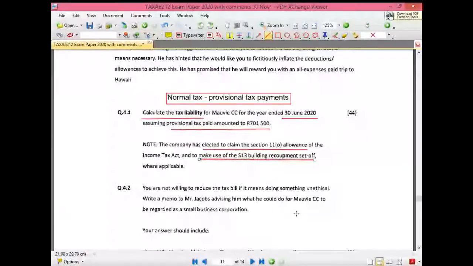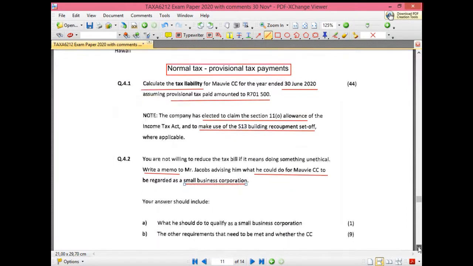Okay, number two, they said you're not willing to reduce the tax bill if it means doing something unethical. So you have to write a memo to Mr. Jacobs advising what he could do for MoVCC to be regarded as a small business corporation. As soon as you see a small business corporation, it means you will have to apply the requirements.